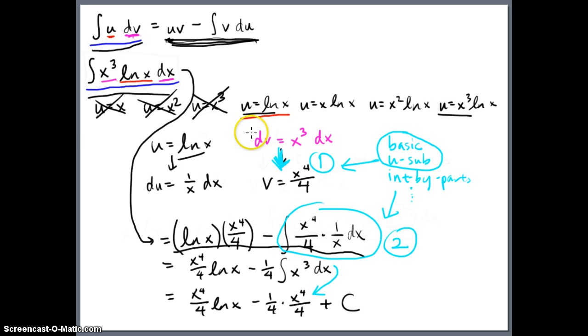And the whole point is, this u worked out for us here, but if none of these u's work out, then really for this problem, integration by parts won't be the technique and you'll have to move on to something else.